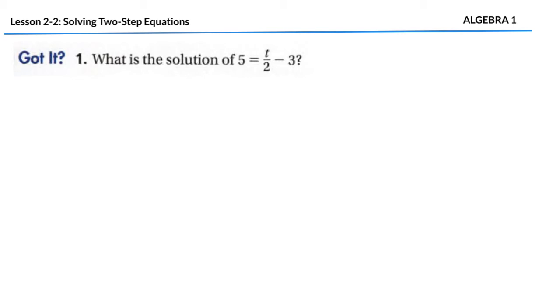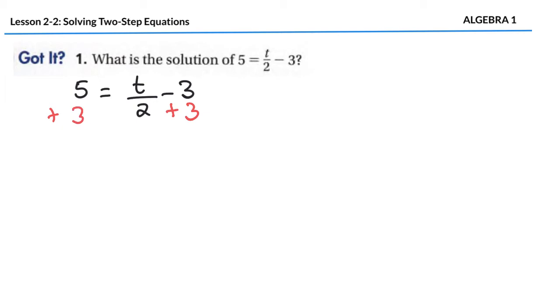Let's write down the equation first. 5 is equal to t over 2 minus 3. So we have to solve this equation, meaning keep the t alone, isolate the t, remove everything that is coming along with t. So t is divided by 2, subtracted by 3. Which is the operation that you will remove first? You will remove minus 3 first. Remember, it's the reverse order. So how will you remove minus 3? It is by adding 3 on both sides of the equation.